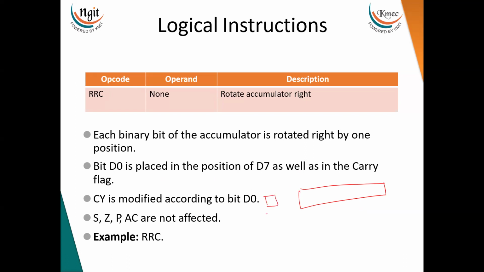Now this is the carry and D7. D0 means what? Here, this D0 bit will come to the D7 bit and also to the carry, and the D7 bit will move like this. So data will be moved to the right side. So this is about the rotate right.